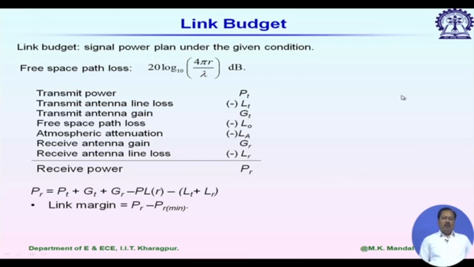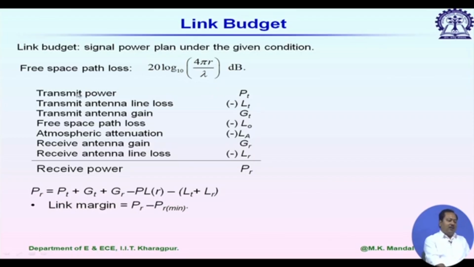So, now we are going to calculate the link budget for a given wireless system. Some power is, let us say, being transmitted by the transmit antenna, then finally what power are we receiving at the receiver side. The effect that mostly determines the received power is free space path loss. It is given by 20 log 10 of 4 pi r by lambda in dB. We got it from that Friis transmission equation.